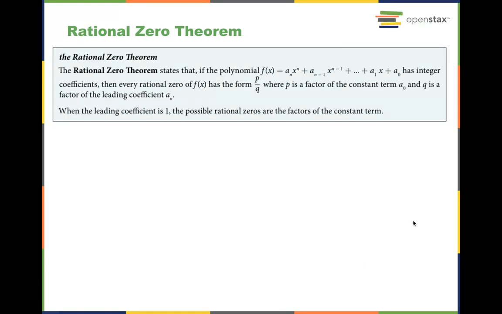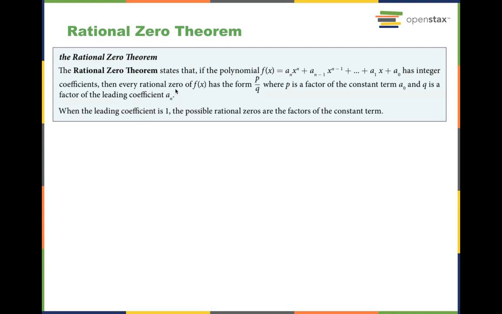Okay, another theorem. This one's kind of important and pretty useful. The rational zero theorem. And this is probably new. All right, we've got a polynomial here, okay? We have a leading term and a constant. They have to have integer coefficients, okay? So if you have a polynomial with integer coefficients, this is what's true.